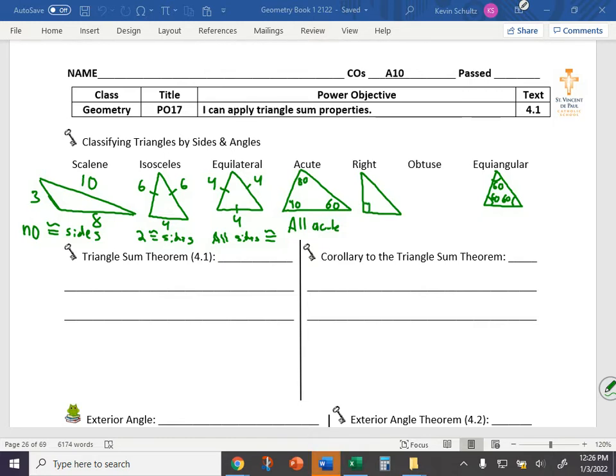You wouldn't have to draw or label the other two angles necessarily, because a right triangle's definition is one right angle. So you wouldn't have to put the other ones in there, but you do need either a 90 or a box in the corner. One right angle. And how about an obtuse triangle?